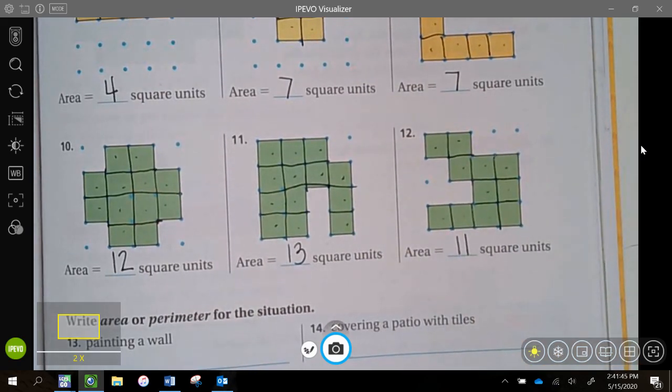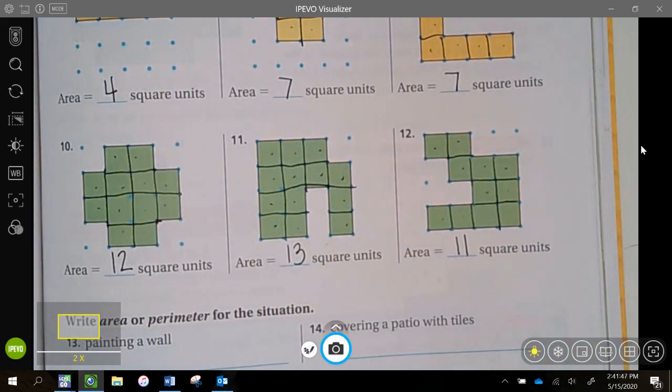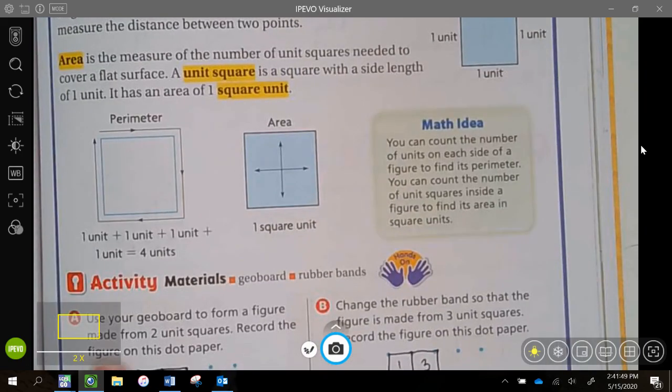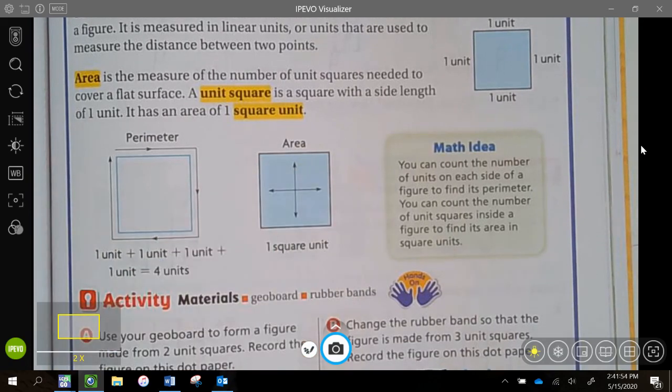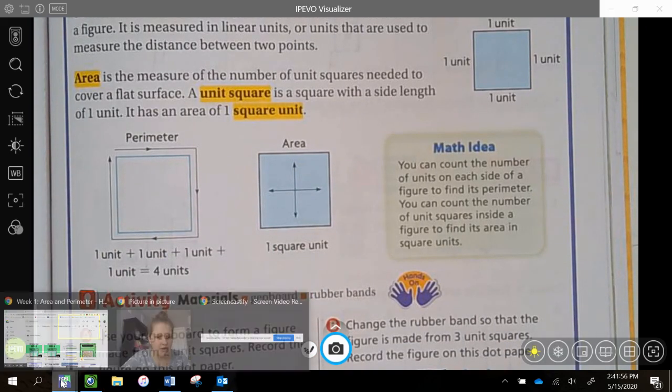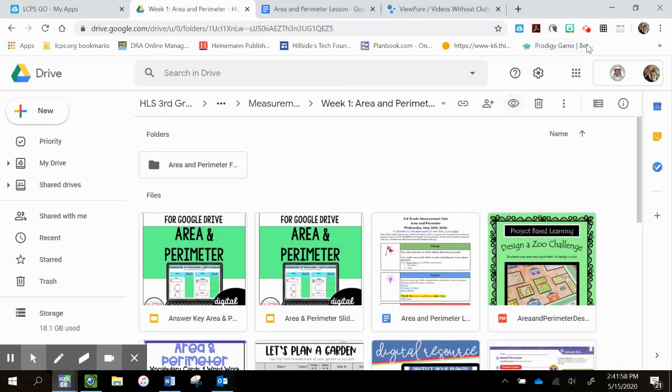I hope you understood a little bit more what area is and the difference between area and perimeter today. Again, perimeter is around a shape and area is the inside of it that is shaded. Okay, now you can move on to the last lesson.